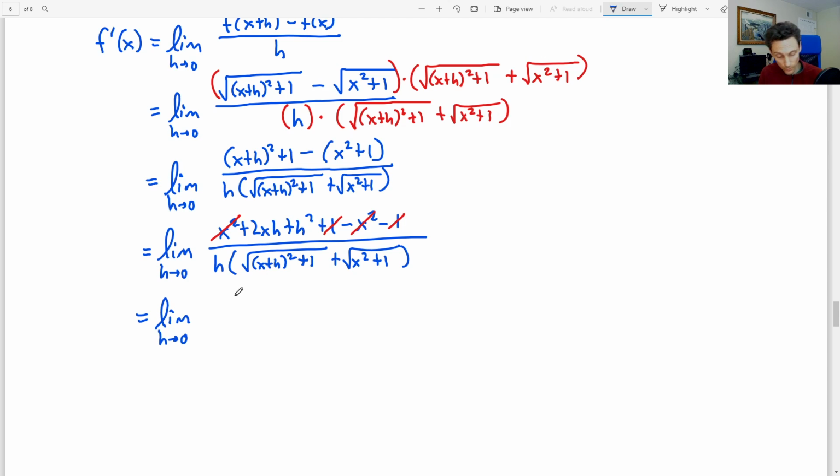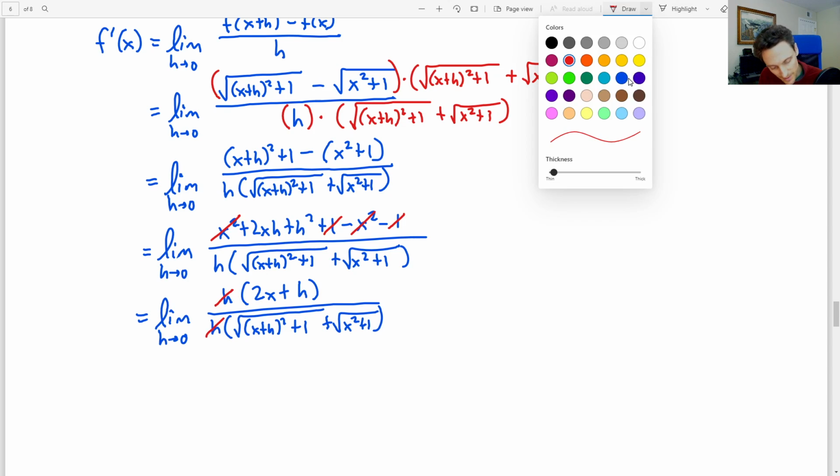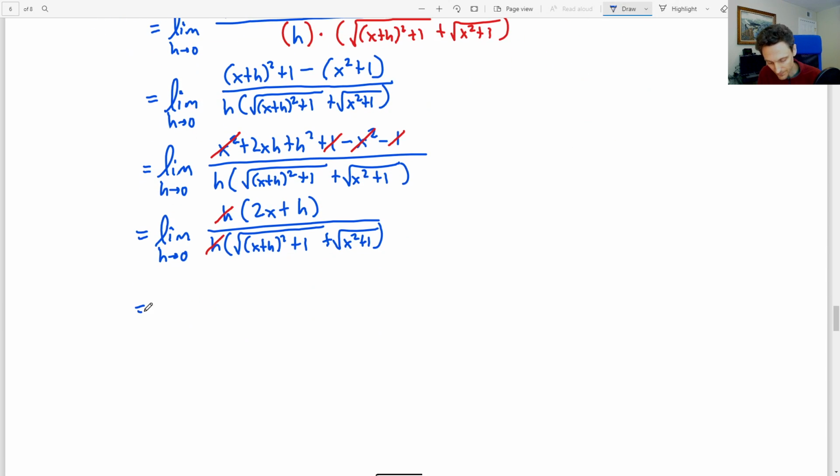Now at this point, let's factor out that h. We'll factor it out officially. Now that it's factored, we can cancel it off. Now the 0 over 0 problem is gone. So we have the limit as h approaches 0 of 2x plus h over the square root of x plus h squared plus 1 plus the square root of x squared plus 1.